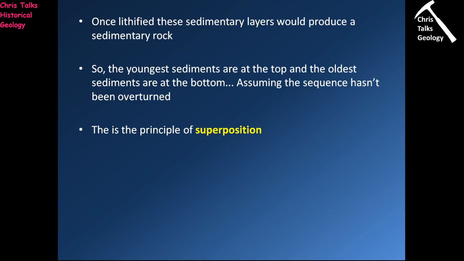So this means that if you look at a sequence of rocks, the youngest sediments would be at the top of that sequence and the oldest sediments would be at the bottom. And that's the principle of superposition. If you have a sequence of rocks, the oldest rock will be at the bottom and the youngest rock will be at the top. And that works for about 90-95% of cases. There are instances when your sequence of rocks can be overturned, in which case the oldest rock would be at the top and the youngest rock would be at the bottom, but that's a relatively uncommon occurrence.